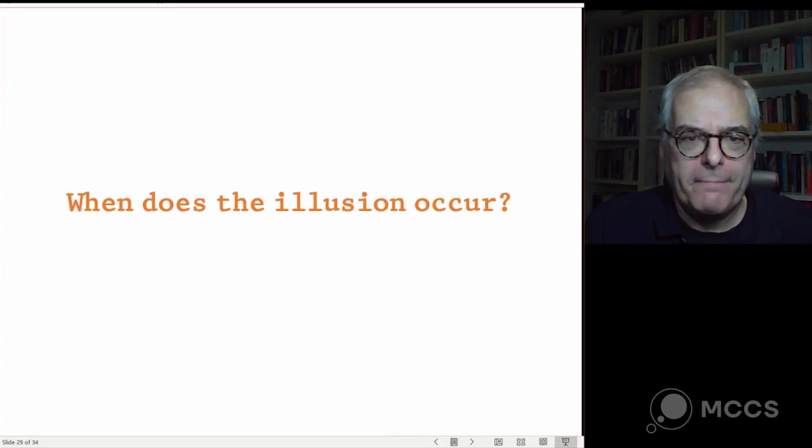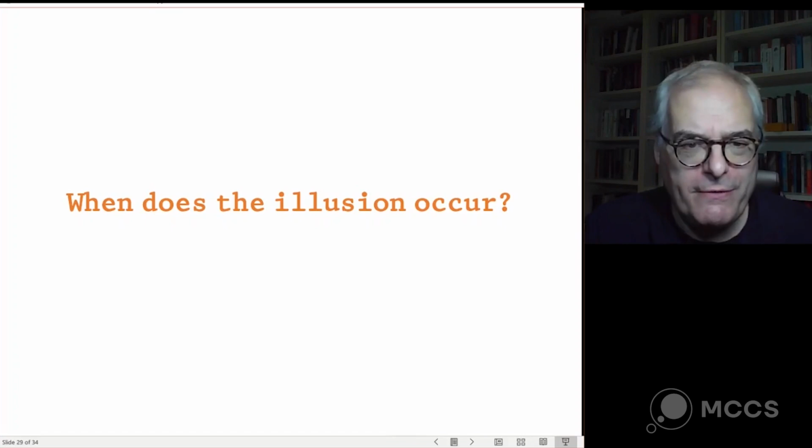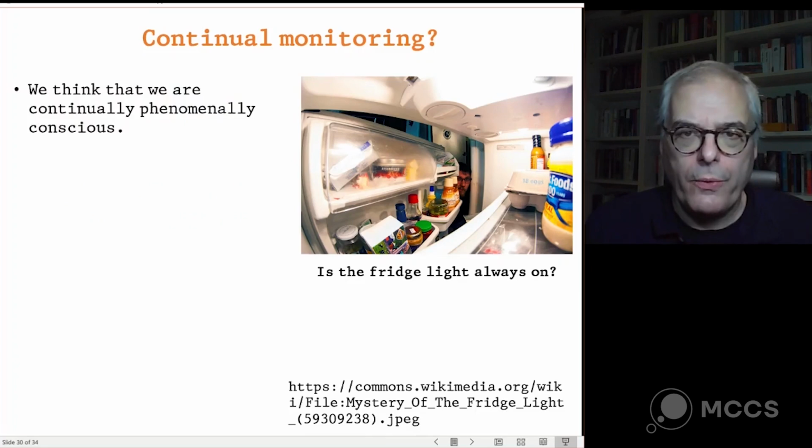Here's another question which we'll just look at briefly. When does the illusion occur? We tend to think that we are continually phenomenally conscious, at least while we're awake, that our experiences always have this rich quality to them, that there's always something it's like for us to be experiencing the world. Even when we're not paying attention to our experience, we tend to think of it as still having this quality to it. It's not that it switches off when we're not paying attention to it. It's still there.